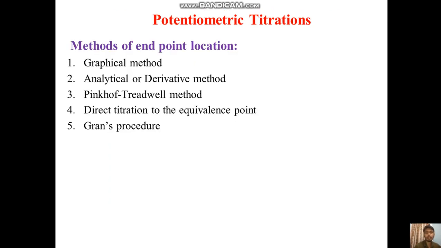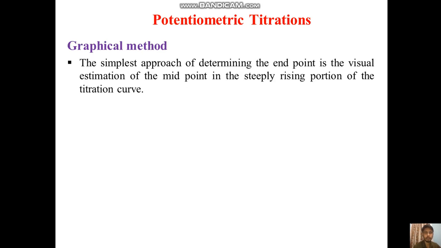In potentiometric titration, we are going to discuss the methods of endpoint location, how to determine the endpoint. So first one, we have a graphical method, then an analytical or derivative method. Then the Treadwell method, direct titration to the equivalence point, and Gran's procedure. So the first one we are going to see is the graphical method.